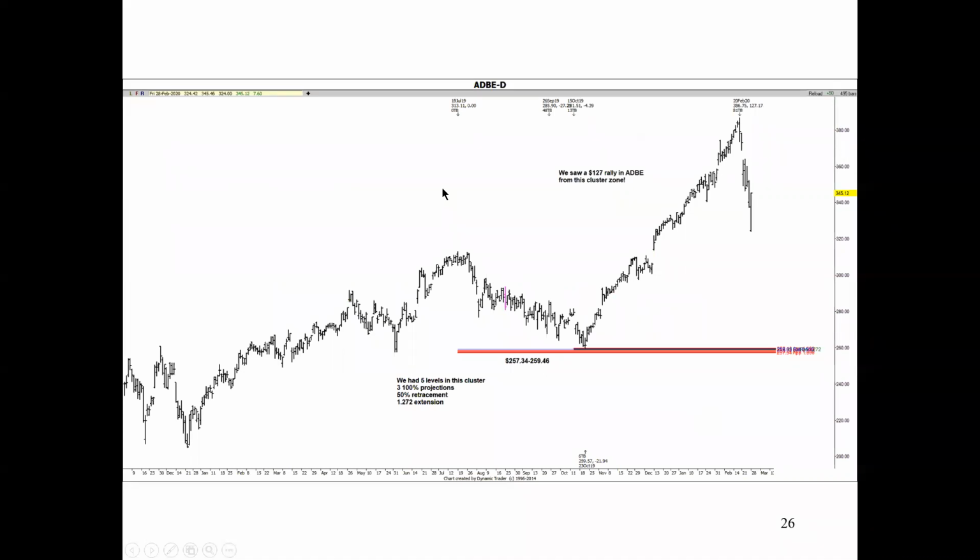So let's go back to that example that I teased you with in the beginning, which is Adobe. So you had all of these levels. You're supposed to just buy it and place a stop underneath here. Well, some people would do that, but personally, I wait for triggers, and I have you wait for triggers because triggers will filter out a lot of these setups that are never going to go anywhere.